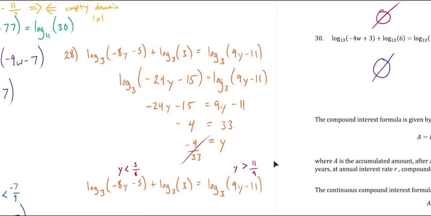We require that this answer be simultaneously greater than 11/9 and less than -5/8. Hang on a second. Something can't be both greater than 11/9 and less than -5/8. Actually, this function here has an empty domain.